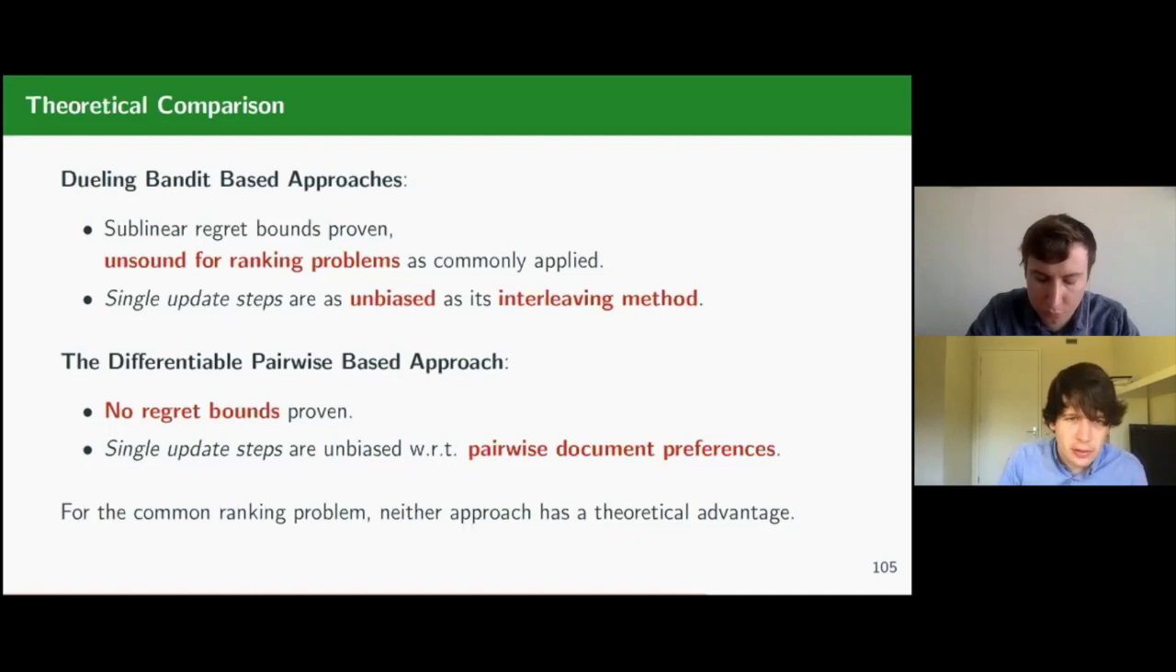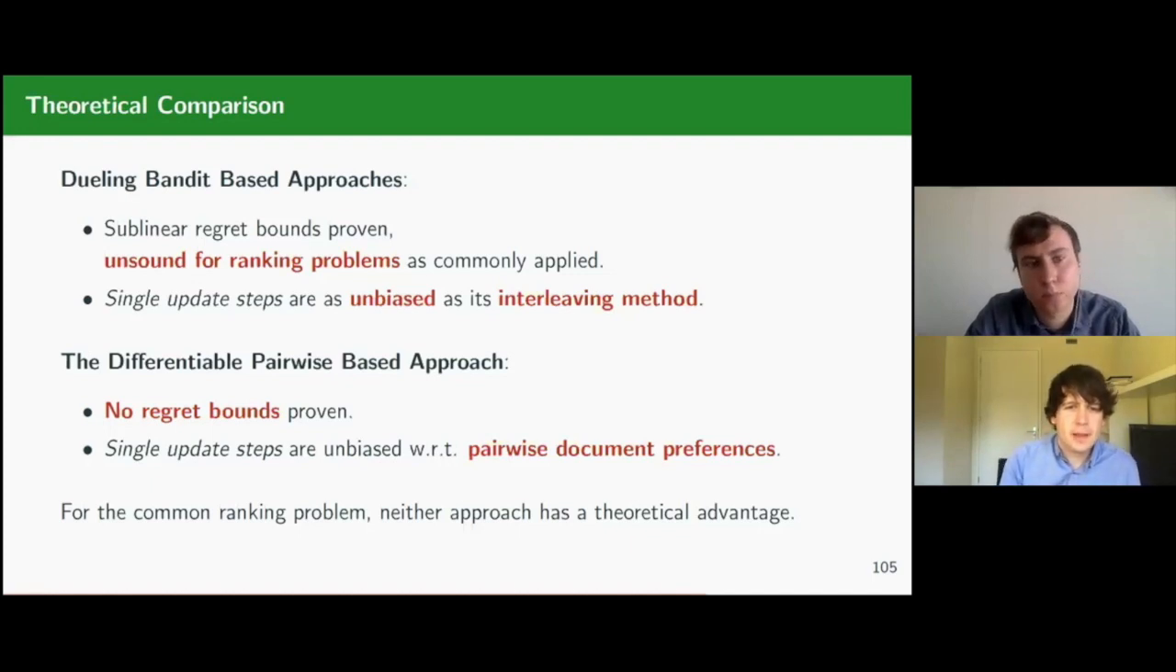We saw that the single update steps are as unbiased as its interleaving method. So when you have a single click and you're comparing two rankers, that only depends on the interleaving method you're using. So there's some form of debiasing there, but the entire process isn't provably unbiased. And as we saw empirically, it seems to converge to places that are not optimal in toy problems.